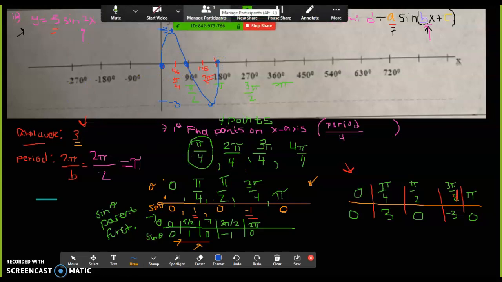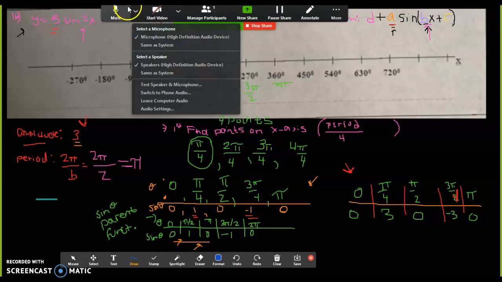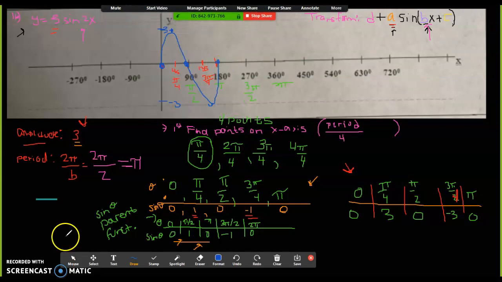All right, guys. So I hope this helps. And what you're going to do, again, is just go through those steps, find your new increments on the x-axis, and then match those points to the sine values on the parent function, and then from there change your max and mins depending on what the amplitude is. All right, good luck.